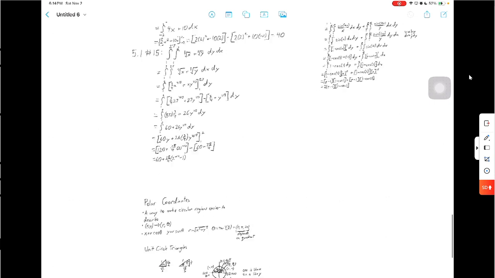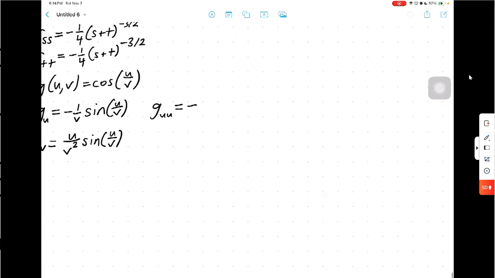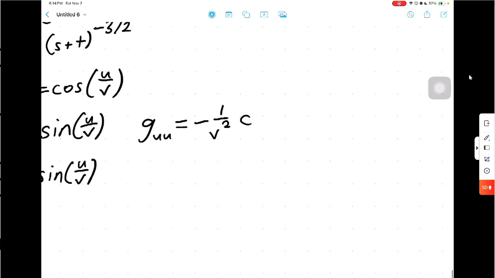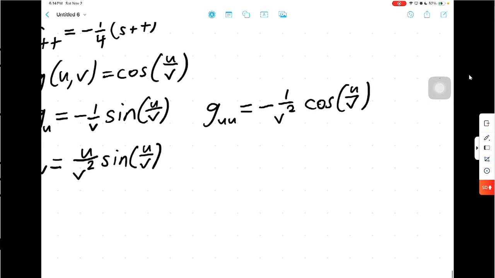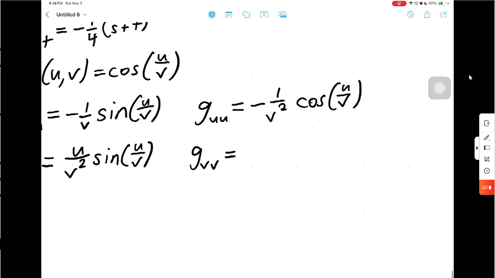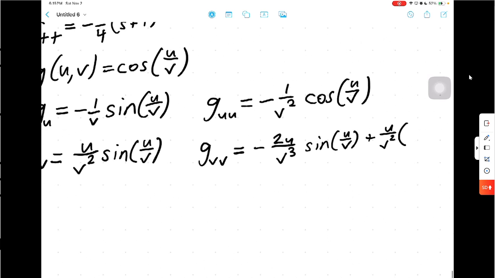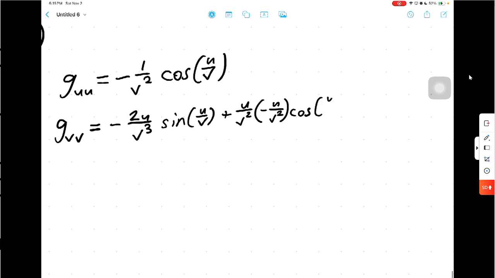And then it's going to be a product rule for this guy, g of vv. Oh my god, I have to write it again. Cosine of u over v. G of vv, which is going to become, this guy is going to be negative 2u over v cubed. V squared times, and this is going to be another negative u over v squared cosine of u over v.